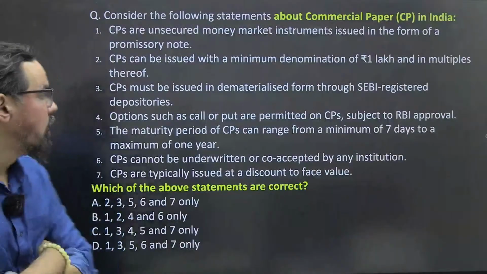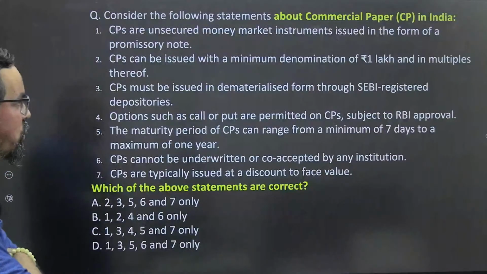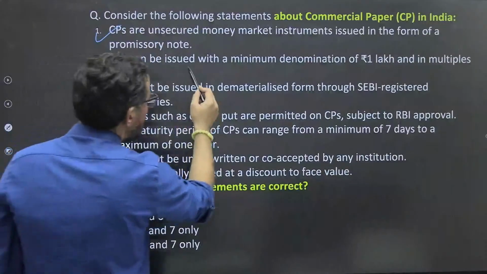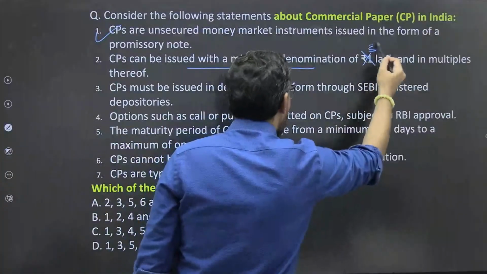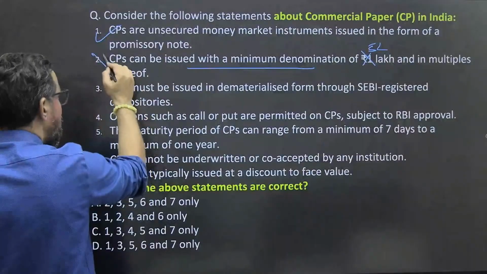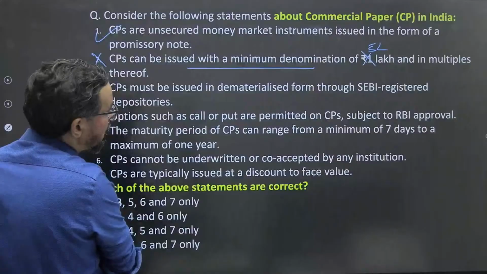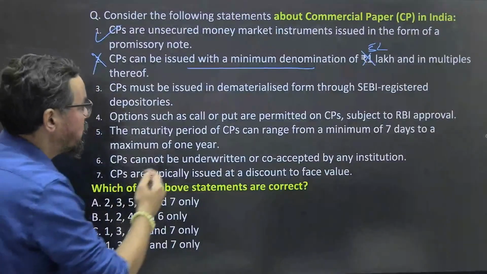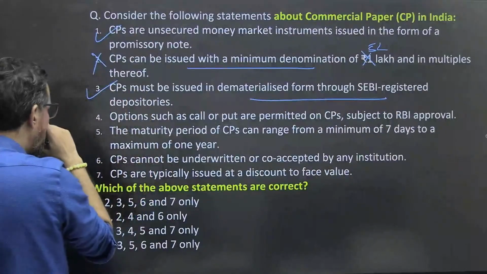Correct? Yeah? So, the first statement, CPs are unsecured money market instruments issued in the form of promissory note. True. CPs can be issued with a minimum denomination of 1 lakh. No, how much is it? It is 5 lakhs. Okay. CDs are 1 lakh, certificates of deposit are 1 lakh. Okay. CP must be issued in dematerialized form through SEBI registered depositories. This is correct. Okay.